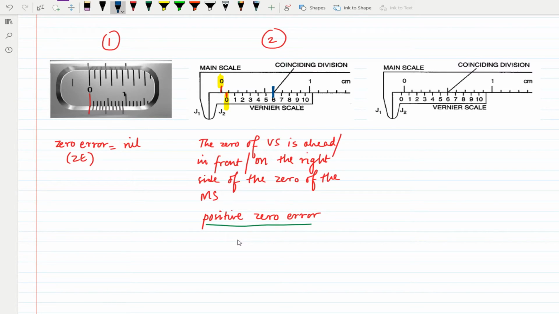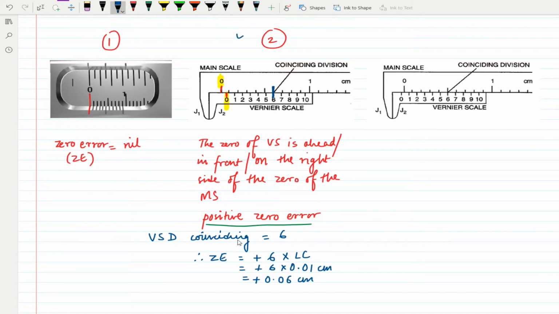So the zero error can be calculated like this. We can say the vernier scale division coinciding is equal to 6. Therefore zero error equals, since it is a positive zero error, you'll put plus and then you'll put 6 and then you will multiply it with the least count. Okay, so if you're taking the measurements in centimeter, you will write plus 6 into 0.01 centimeter, and that is 0.06 centimeter. So that is the zero error of this particular case 2.